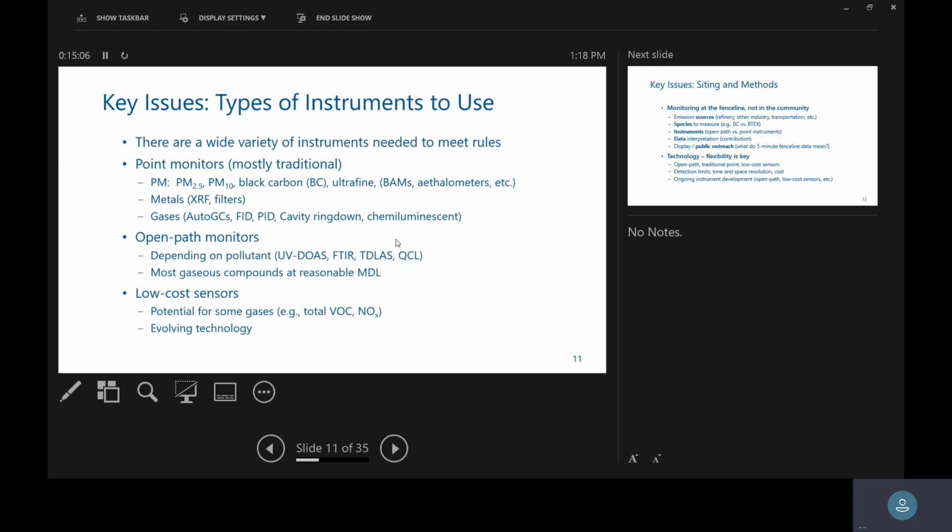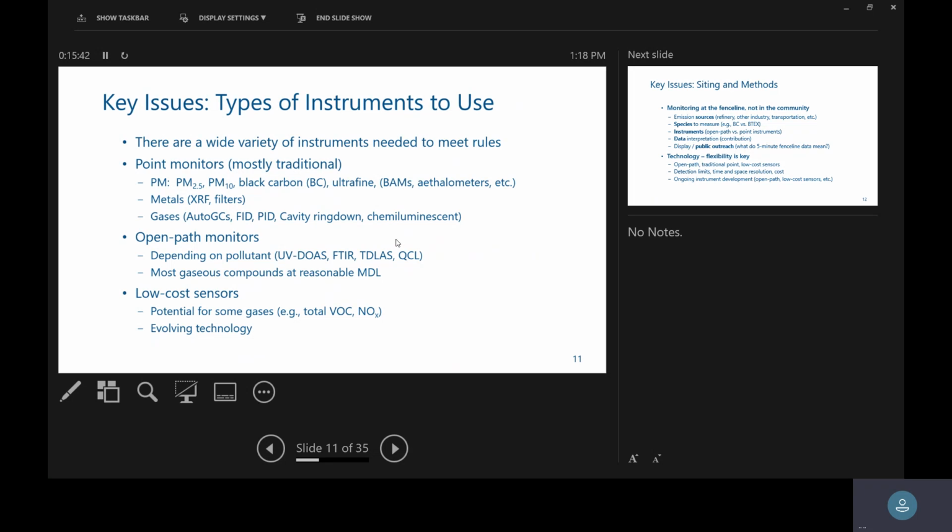Other types of issues in terms of developing the program: what kind of instruments? Again, we're back to how you ask the question. So this is just a rundown of a bunch of different monitors. We have point monitors, and I mentioned a lot about open path because that's kind of sexy because it uses lasers and stuff. Anytime you use lasers, people are excited, it seems. But it covers a wide swath of space, and that's a real advantage, of course, because you don't have to have a bunch of point monitors.